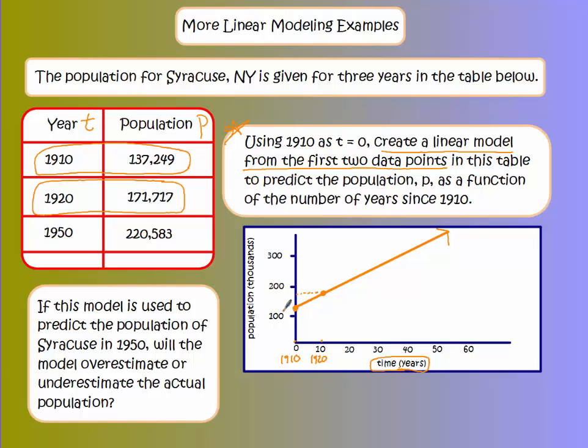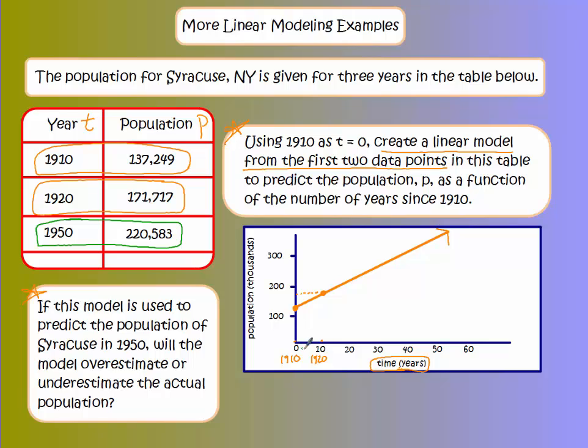So the question down here says, if this model is used to predict the population of Syracuse in 1950, will the model overestimate or underestimate the actual population? Okay, so 1950. On my table up here, I see 1950 right here, and the population in 1950 should be 220,583. So what I need to do is on my table down here, find where 1950 is.